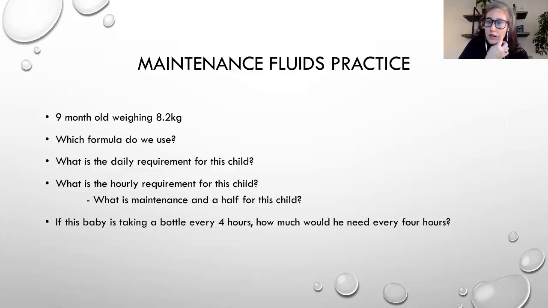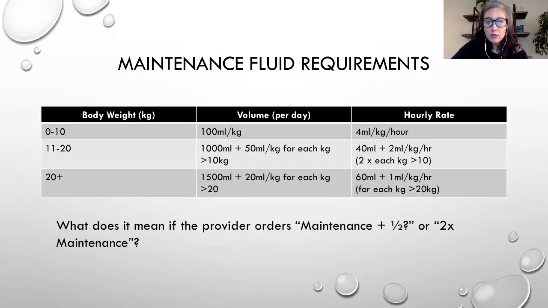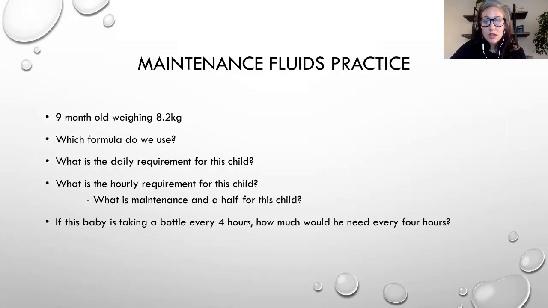And I actually have another practice here that we can figure out. So we have a 9-month-old who weighs 8.2 kilos, okay? So we say, well, which formula do we use? We'll go back real quick, right? So if we're at 8.2, we know we're using the 0 to 10 kilos one, right? So that is 100 mils per kilo per day, okay? So we're gonna do 100 times 8.2, which gives us 820 mils per day.